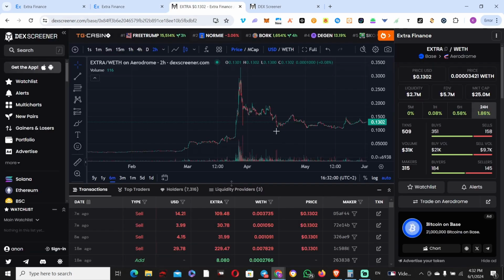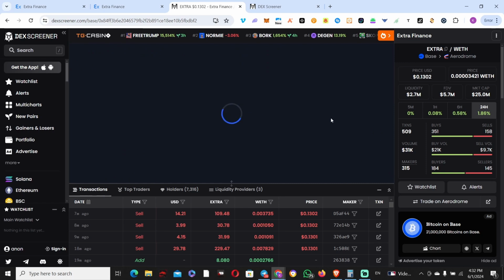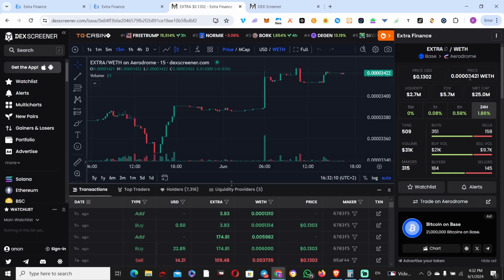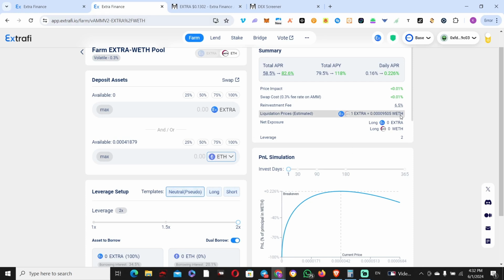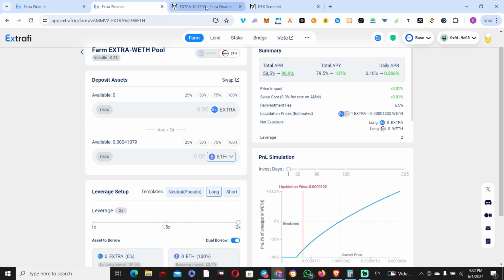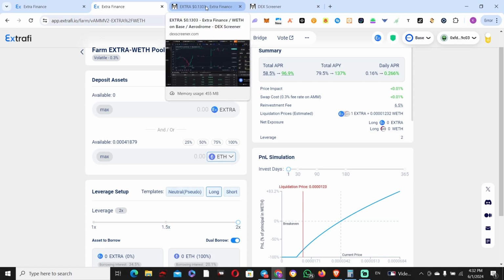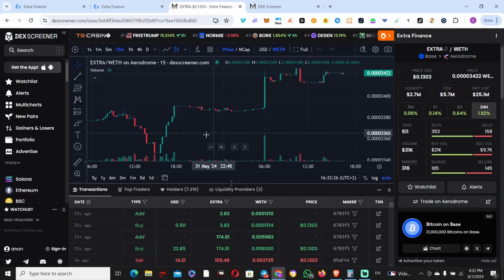So if I come here, I look at Extra versus ETH, so relative valuation, but this is USD, so I'm gonna flip it to wrapped ETH. It will show me, because this is the current price, 3421. Remember here, liquidation is at, if I go long, for example, 1232. So it has to drop by almost 2.8x for it to happen to me.